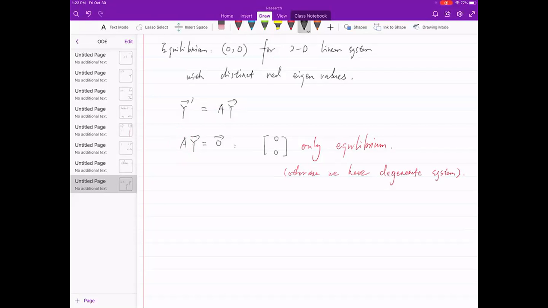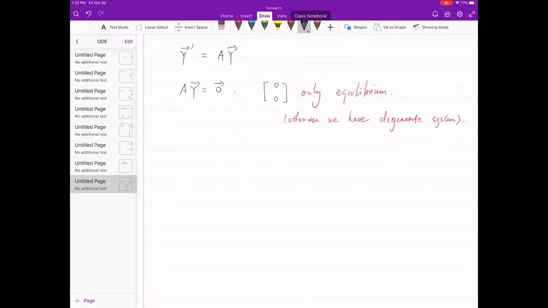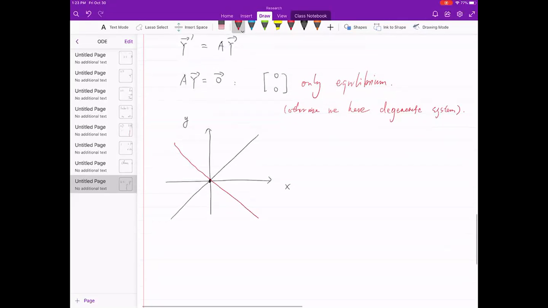Then we just want to talk about sink, source, nodes, or anything. Well, how do you talk about it? Let's assume we have the phase portrait. We call this X and Y. You have two distinct real values. That means you have two straight line solutions. On each straight line, you have e to the lambda t, and e to the lambda t for two distinct eigenvalues. Sounds good?